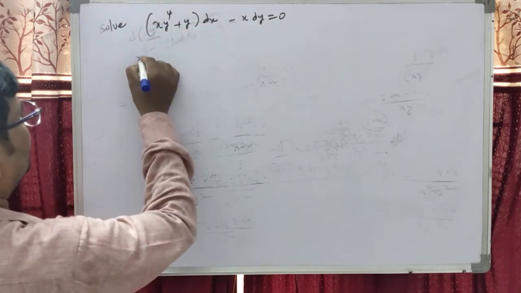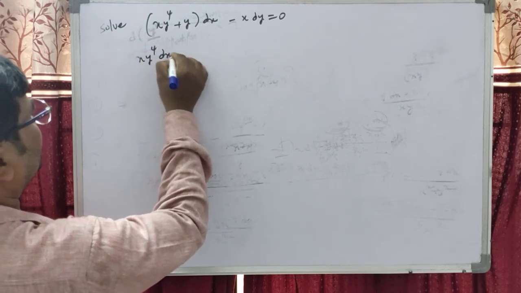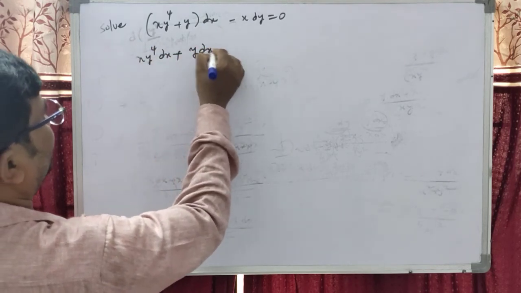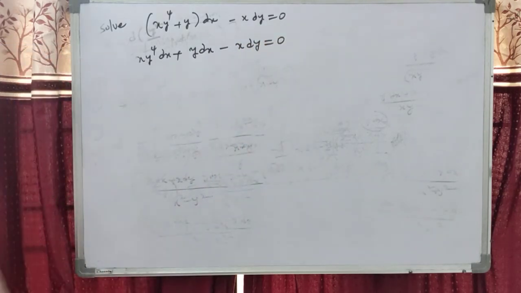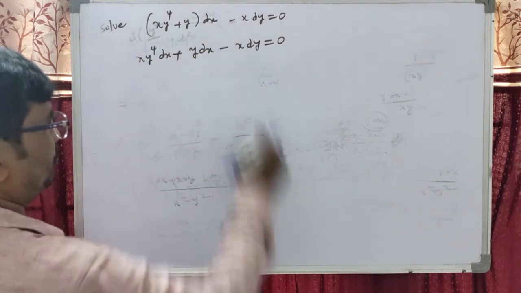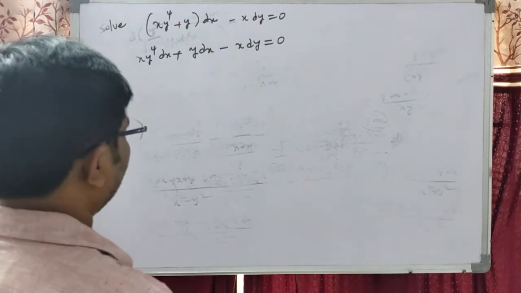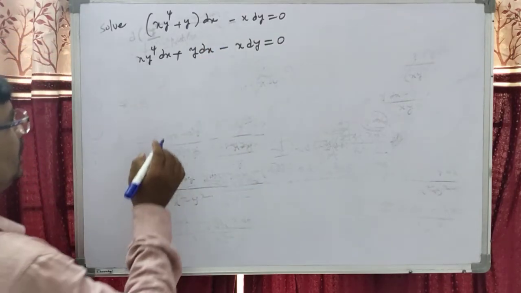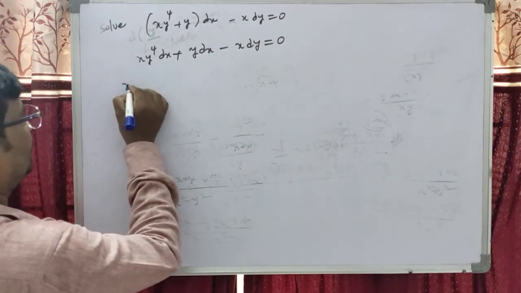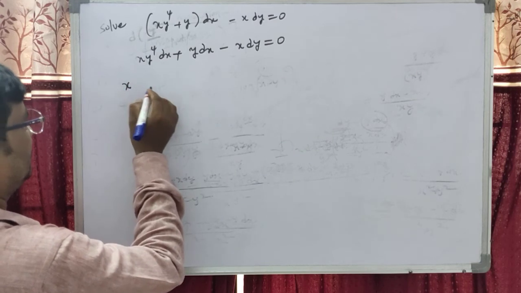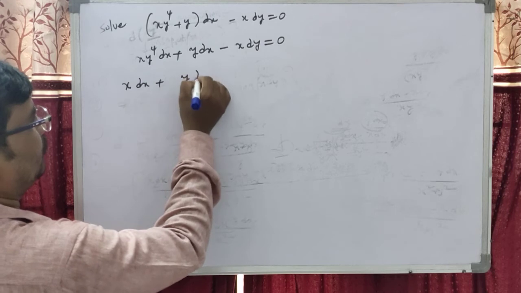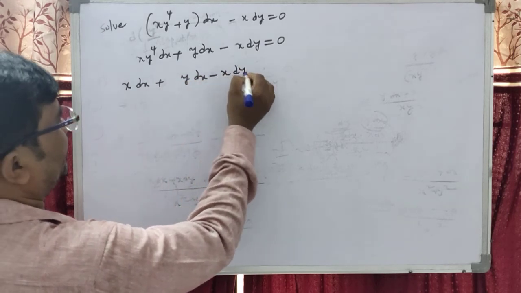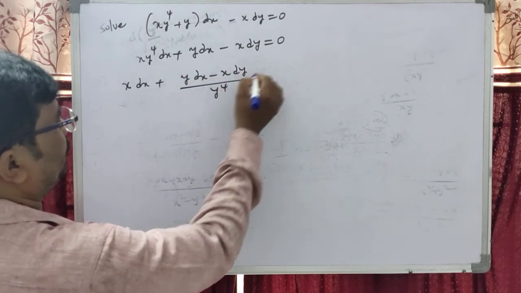So how to write it, students? x y power 4 into dx, y into dx minus x into dy. My dear students, here we can observe y dx minus x dy is there. Here it is beginning with y. Now my observation is to divide by y power 4 first. This is x dx, y dx minus x dy by y power 4 equal to 0.